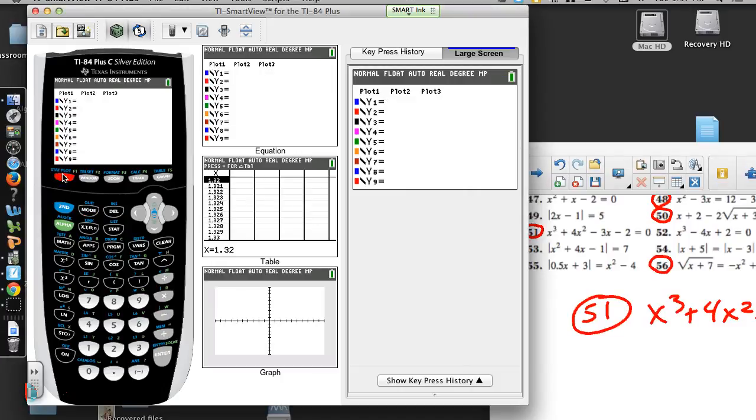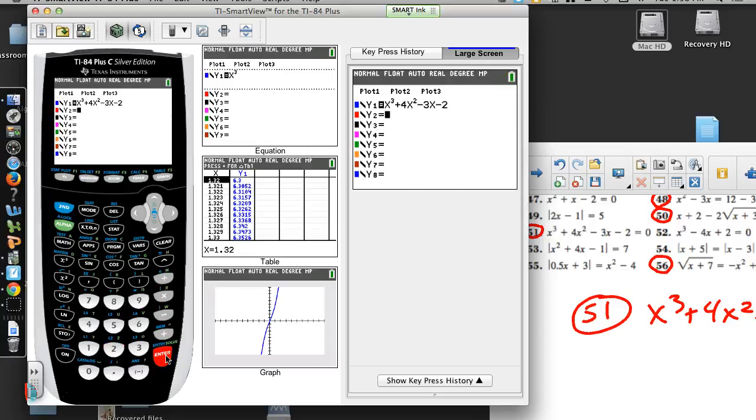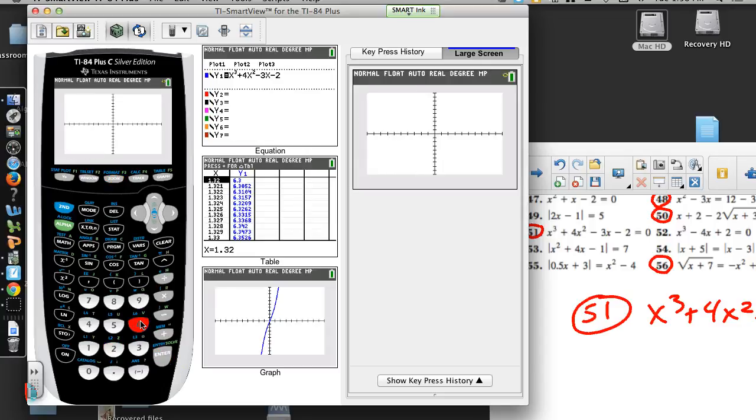So y equals, in this case, we have x to the 3rd, and then we have plus 4x squared. Again, I need to go a little slower so I can be sure the calculator's punching in what I am pushing in. Minus 3x minus 2. And zoom standard. And we can see all 3 of them here.